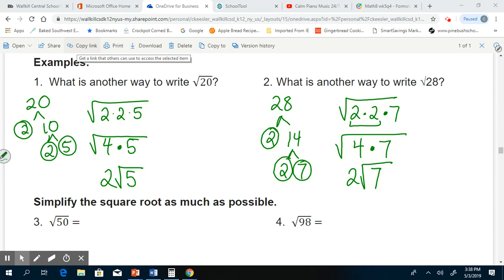Okay, I'm going to go through a bunch of examples with you, and then you're going to try some on your own, and then tomorrow you're going to do some more practice with this, because this is a really important skill, especially for those of you going into algebra next year.